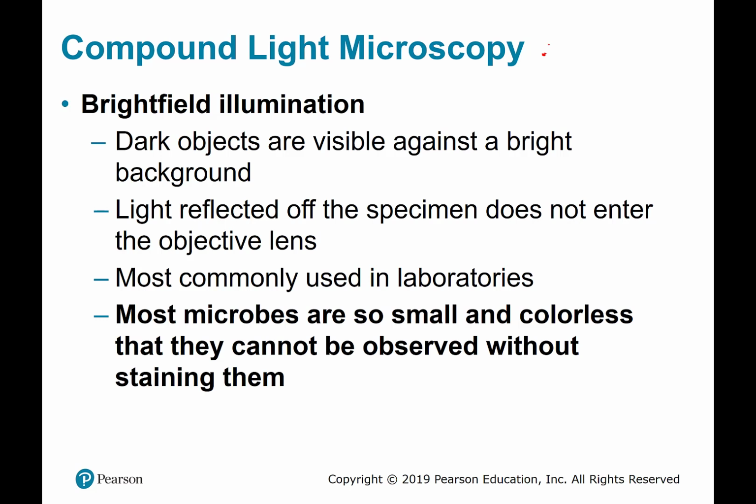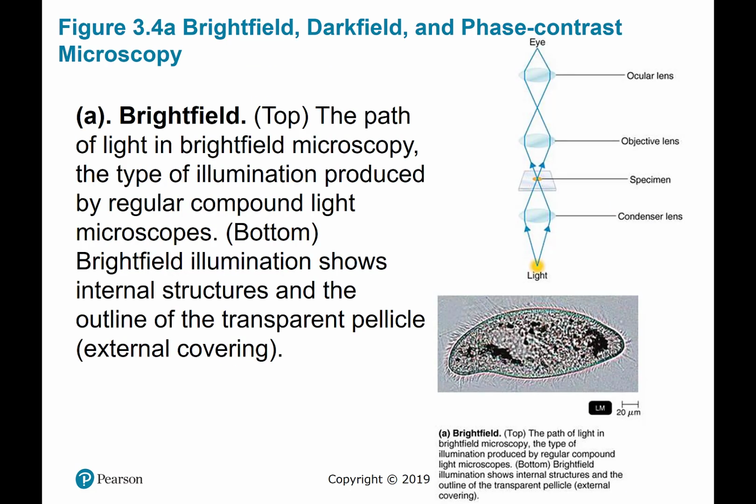So with bright field illumination using a compound light microscope, the microbes are going to be very small, they're going to be colorless, and you really can't see anything without staining them. And remember, by staining that organism with a dye, we are going to change its refractive index so that it's going to have a different refractive index than the medium that it's suspended in. Using bright field illumination, this is what the specimen would look like. And you would have a brightly lit field of view, and the specimen would appear darker.